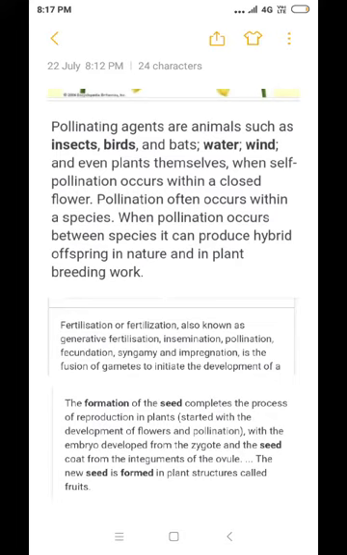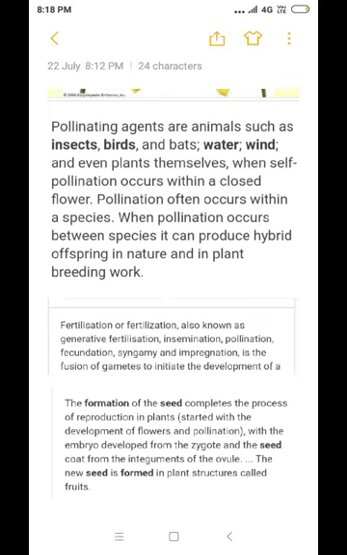Fertilization leads to the formation of seed, which later germinates into a new plant. Now I will briefly explain the process of fertilization. First, pollen grains germinate on the stigma and pollen tubes develop. The pollen tubes grow downwards into the style. The pollen tubes are the carriers of male gametes.